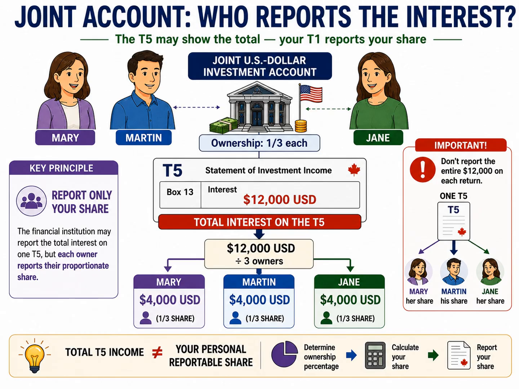In this example, the calculation is simple. $12,000 divided among 3 equal owners gives $4,000 for each owner. The next step is to convert that individual share into Canadian dollars before reporting it on the Canadian tax return.